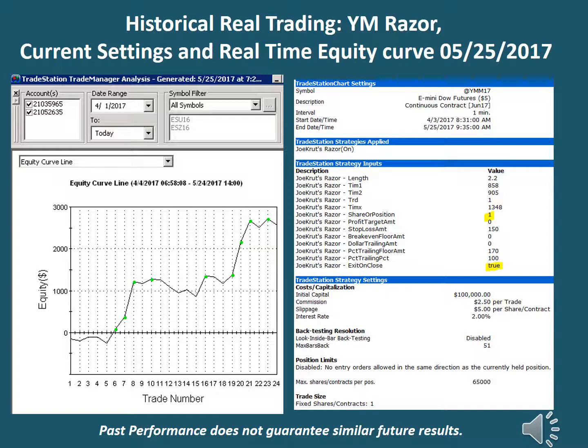Here's the real-time equity curve. You can see it's flat, makes some money, flat, makes some money. That's what I like. You can see the inputs, the share of positions that we talked about for stops and targets. It's built into Razor, so you don't have to have any problems with that. It's on a 1-minute chart, so you don't have to do look-inside-bar testing. And I have down $5 commissions and $10 slippage, and that's what I have figured when I do it. But anyway, I'd be glad to put it on your machine and have you try it for yourself and see if it's something you might like.